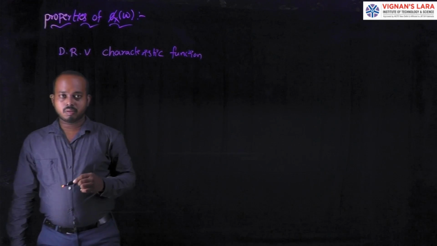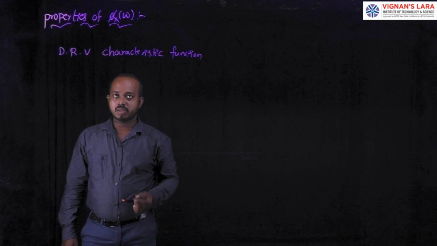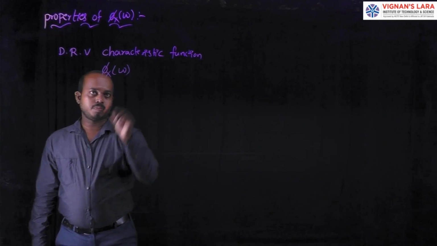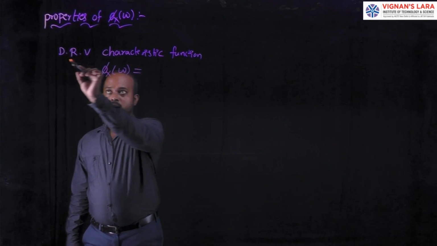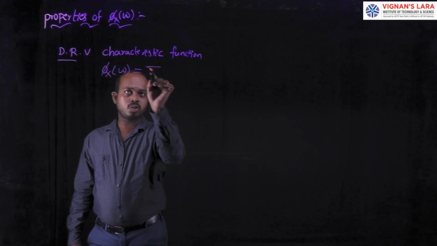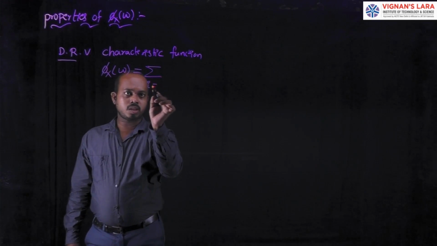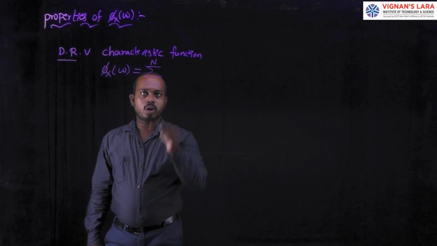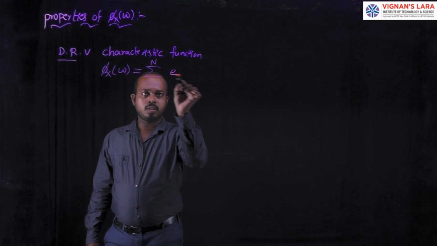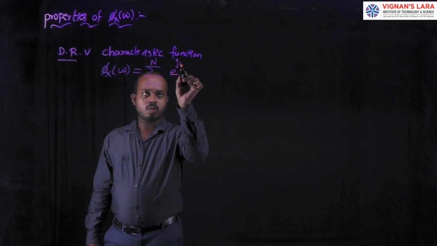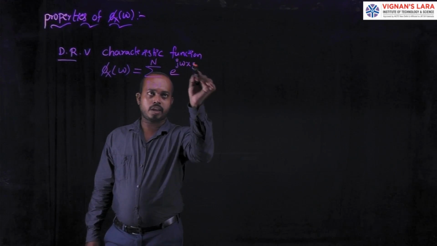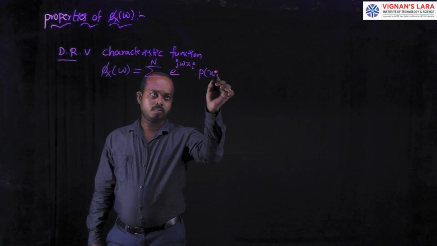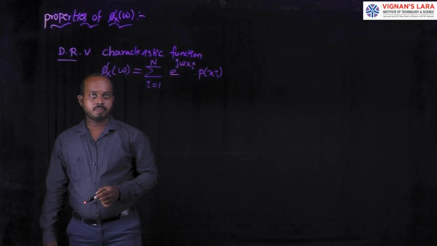The discrete random variable characteristic function, what is the notation we are using here? It is Φx(ω). The notation is not changing here. Φx(ω) is equal to, for a discrete random variable, we can use the summation i equal to 1 to n. The function is written as e^(jωxi) times the probability of xi.